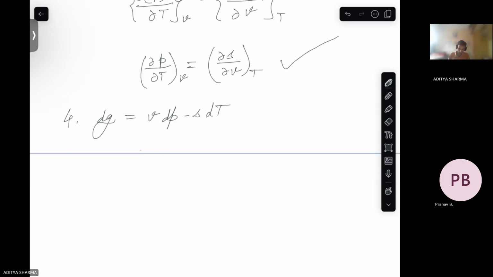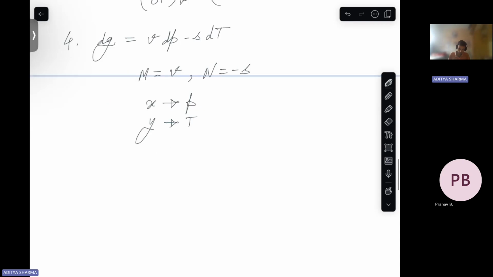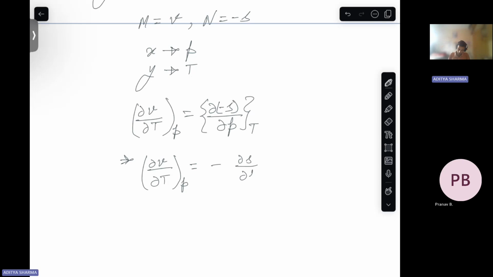So this is our Gibbs function, right? Here M is V, N is minus S, X is P, Y is T. So it becomes dou V by dou T at constant P equals dou minus S by dou P at constant T. That is, dou V by dou T at constant P equals minus dou S by dou P at constant T. So this is our fourth Maxwell relation, right? So this way we defined Maxwell relations. Okay.